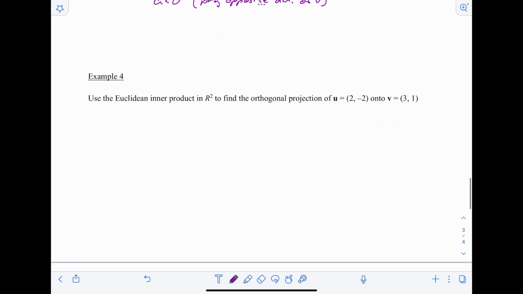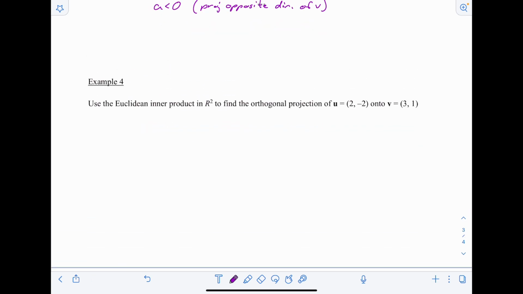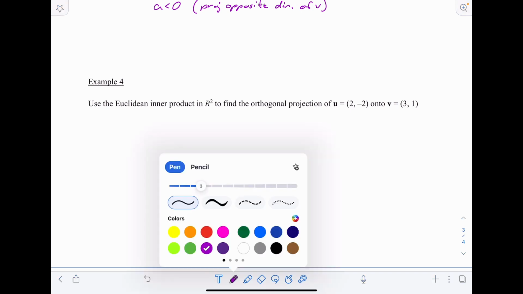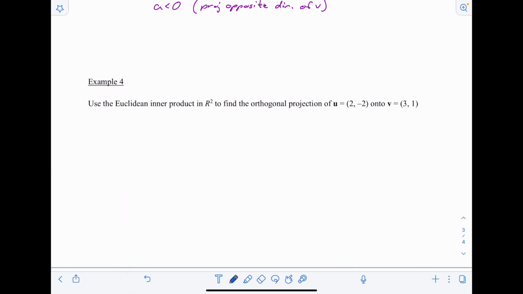We're going to use the Euclidean inner product in R2 to find the orthogonal projection of U, (2, -2), onto V, (3, 1). Okay, let me start by actually just drawing this. We're going to graph this and just see what this generally looks like, to give an idea of what we might be looking for in our answer here.